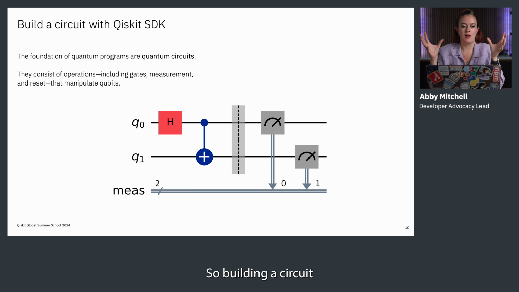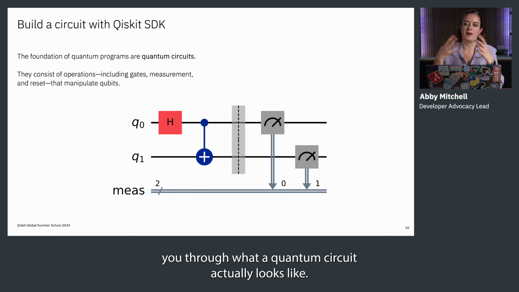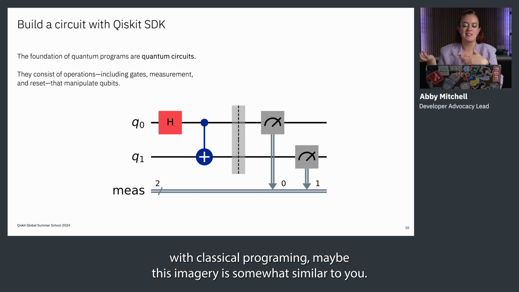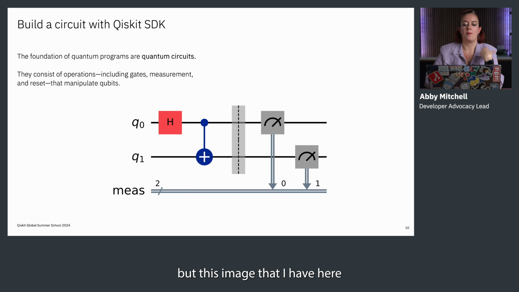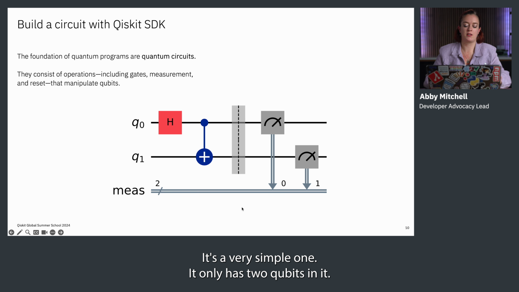So building a circuit with Qiskit is a key part of this phase. And I'm just going to take a little bit of time now to talk you through what a quantum circuit actually looks like. If you are familiar with classical programming, maybe this imagery is somewhat similar to you. But this image that I have here in the center of the slide, this is a quantum circuit. It's a very simple one. It only has 2 qubits in it.